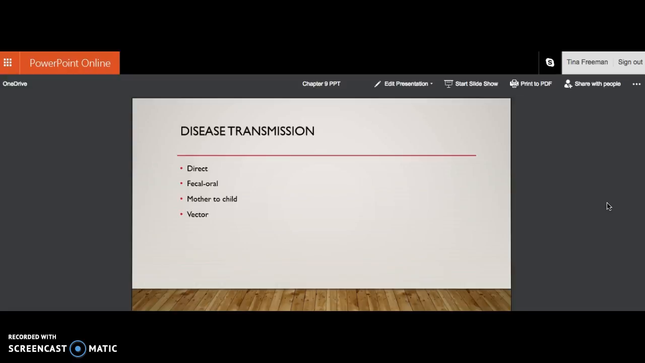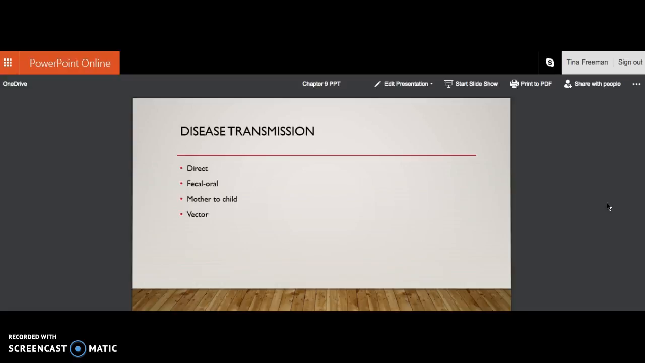The next one is fecal-oral, just like it sounds. Well, no, it sounds like you're eating poop, but it really is when you are in contact with something that has been contaminated either by the feces of animals or humans.